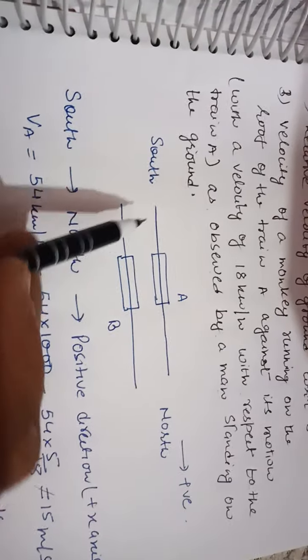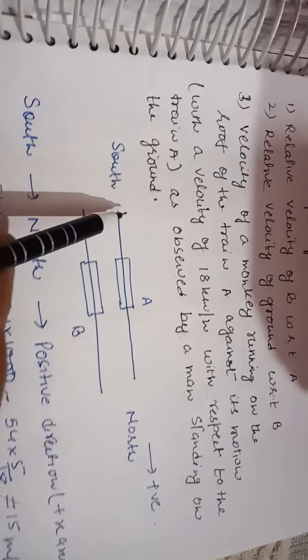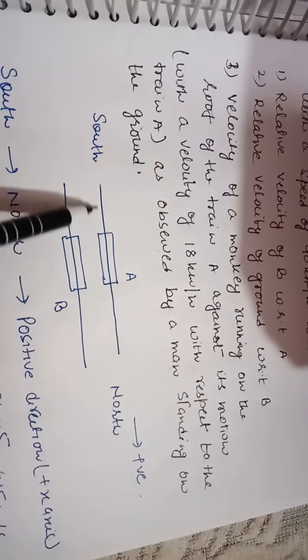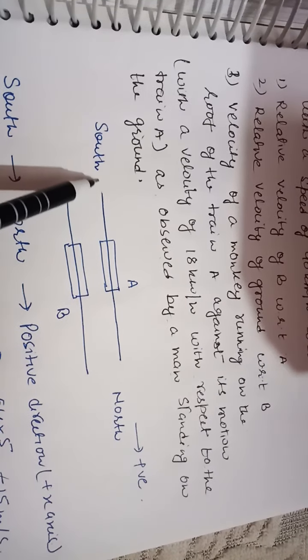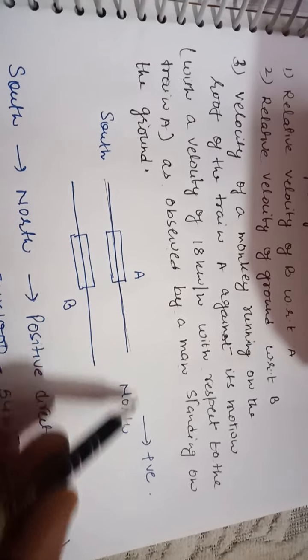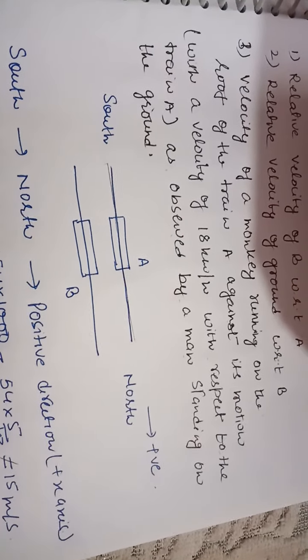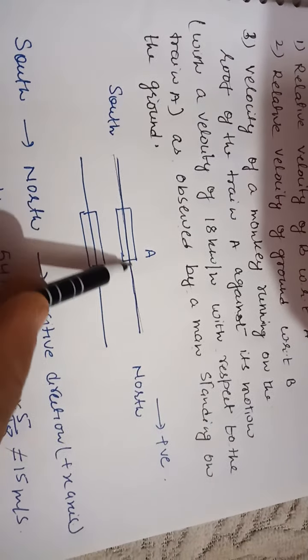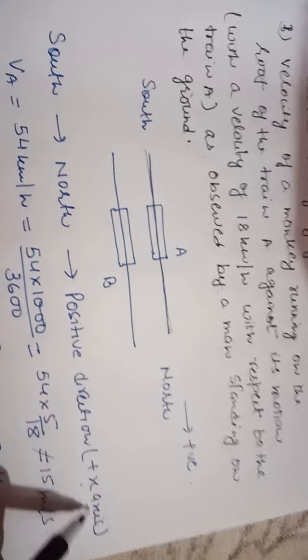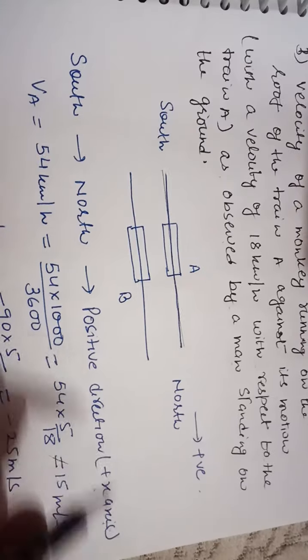Okay, now see what we have done. We have taken the two railway tracks running from north to south, but we have taken the direction from south to north as the positive direction. Okay, so the direction going from south to north we have considered positive, meaning along the positive x-axis. Clear?